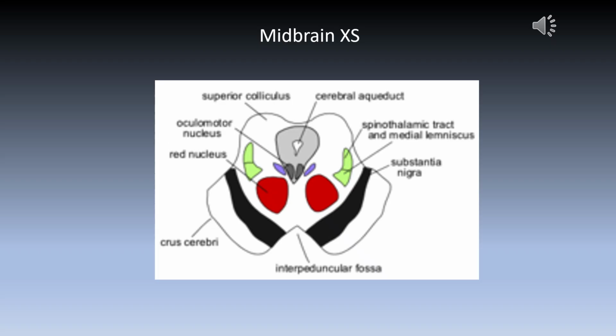What is shown there in black, that is the reticular formation. Remember, the reticular formation goes all the way from the medulla to the hypothalamus, so it passes right through the midbrain also. So those are the major features of the midbrain seen in cross section. Next slide, Clyde.